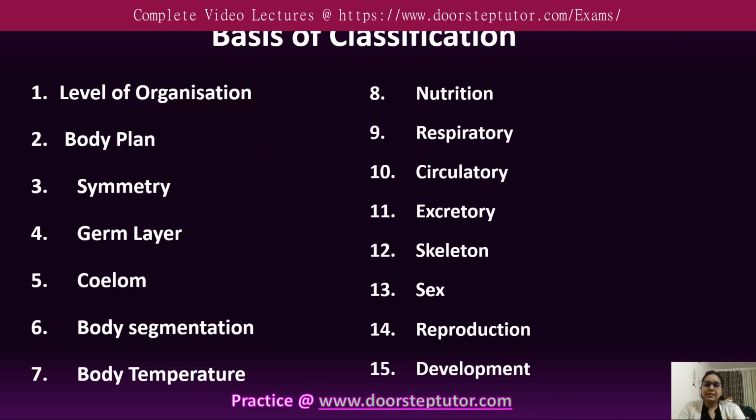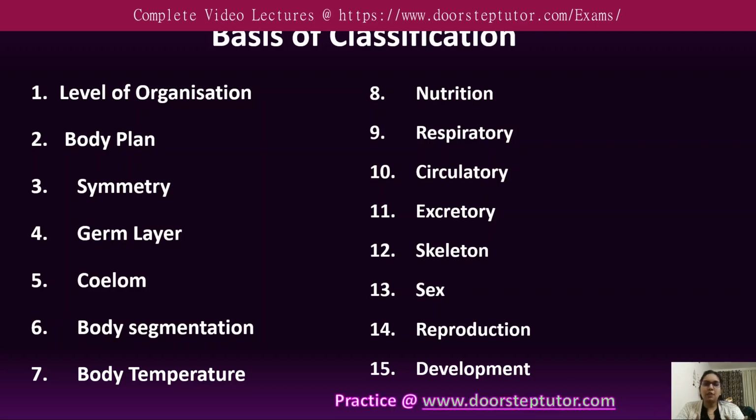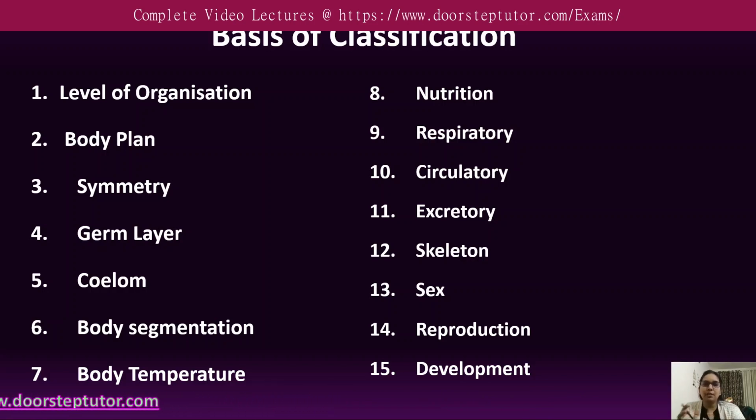Now, what is the basis of classification? We know that the organisms in the kingdom Animalia are classified into different phyla, which include Porifera, Cnidaria, Ctenophora, Platyhelminthes, Aschelminthes, Annelida, Arthropoda, Mollusca, Echinodermata, Hemichordata and Chordata. We'll discuss these later on, but first we have to know the basis of classification for all these phyla.